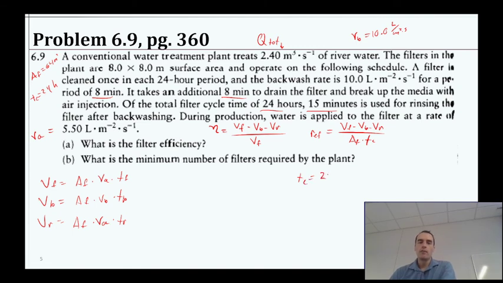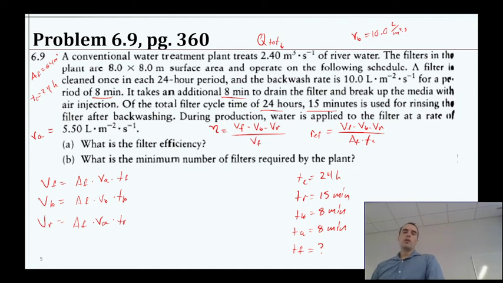So you have the time for the cycle was 24 hours, the time for rinse was 15 minutes, the time for the backwashing was 8 minutes, and the time for the air purge was also 8 minutes. So that leaves us with a question: what is the time of filtration? That's going to be the 24 hours minus the other pieces, because that's the only thing left. So we can solve for that, and once we get the time for the filtration, we can solve for each of these and get our answers.